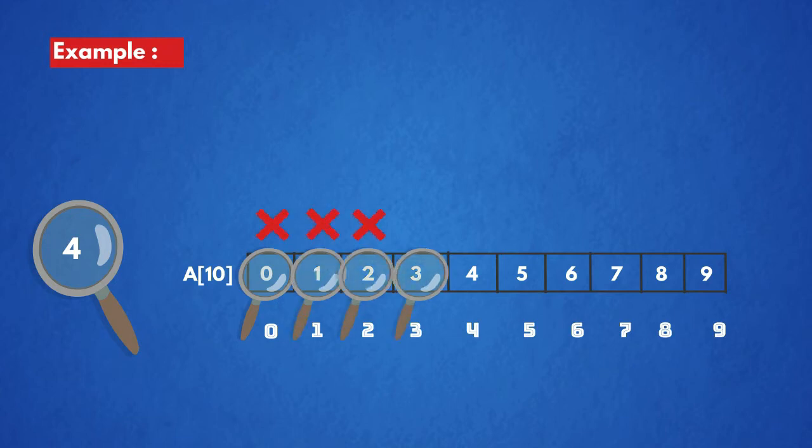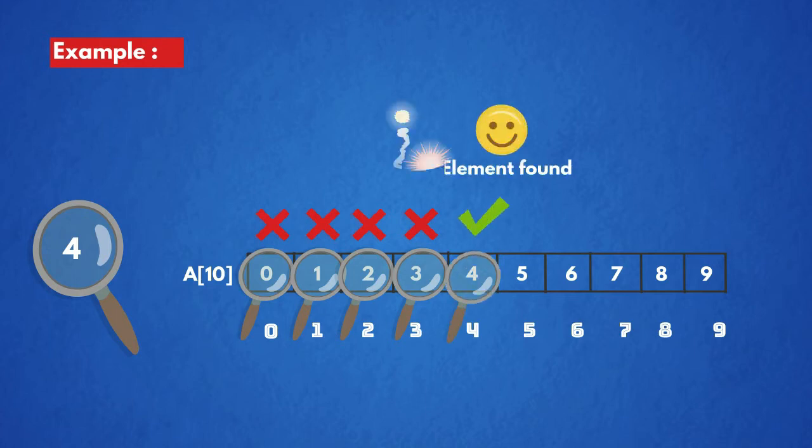Next, we keep on checking at each and every location of the array. Next, we will check the 4th index element. The 4th index element is 4 and the element to be searched is also 4. Hence, the element is found.